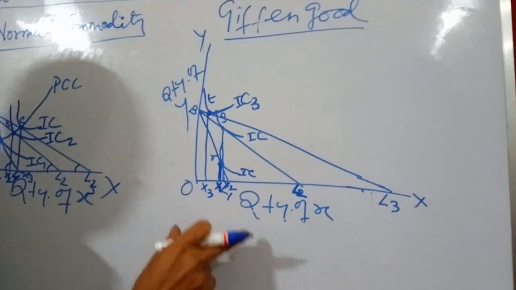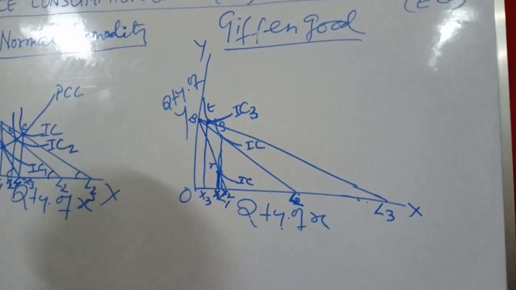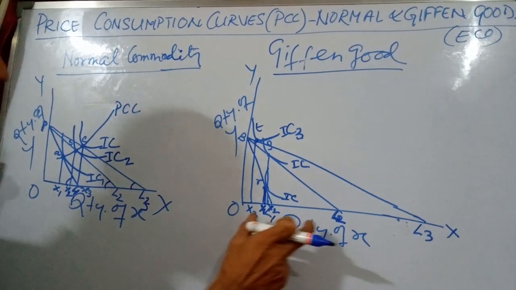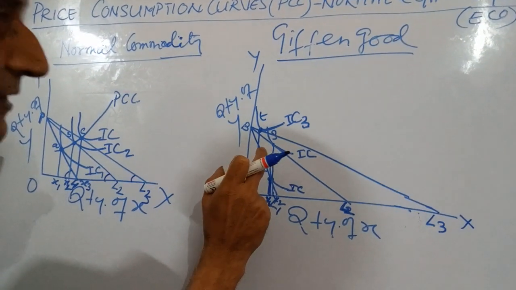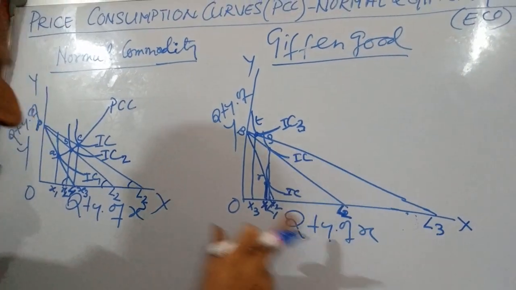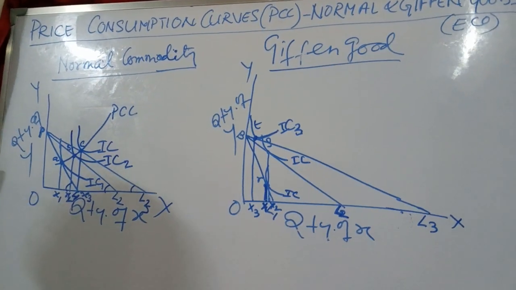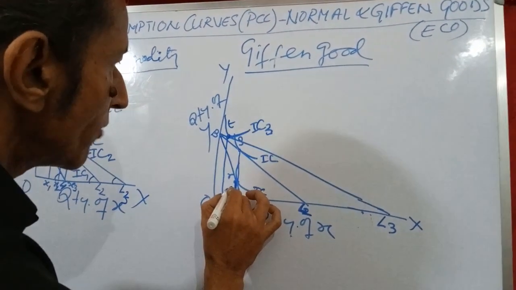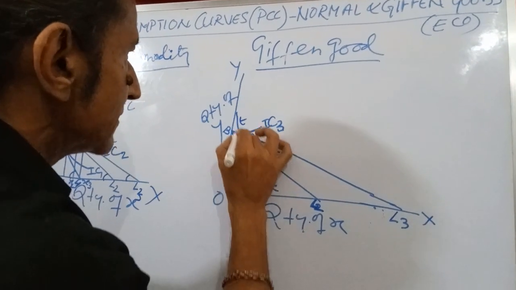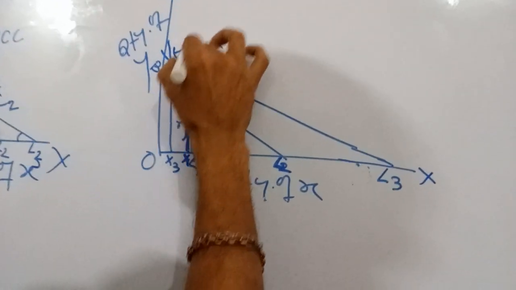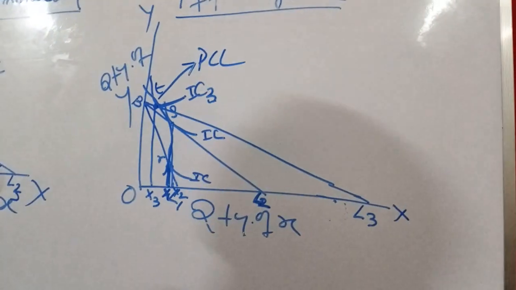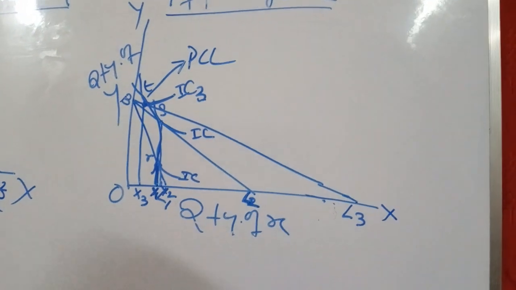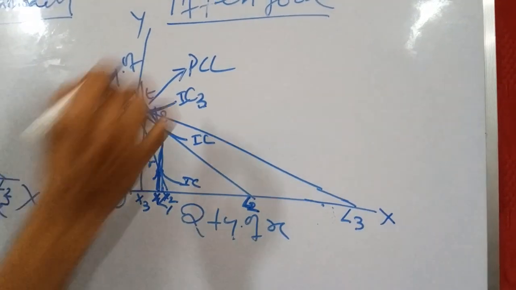So as a result of a fall in the price of X, without any change in the price of Y and the money income of the consumer, after a certain fall in the price of X, the consumer is decreasing his consumption of X. That means here the law of demand is violated. Now if we join these points of tangency, we'll get a curve like this. This is the PCC. The curve joining R, S and T is the price consumption curve of a Giffen good.